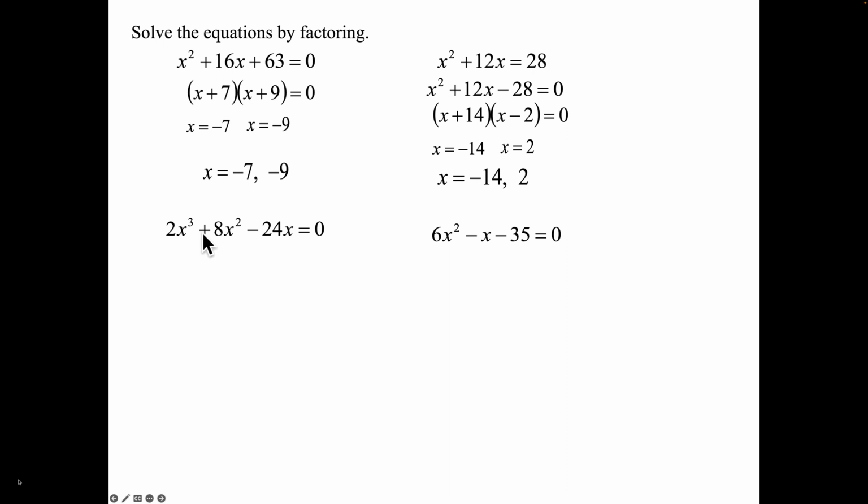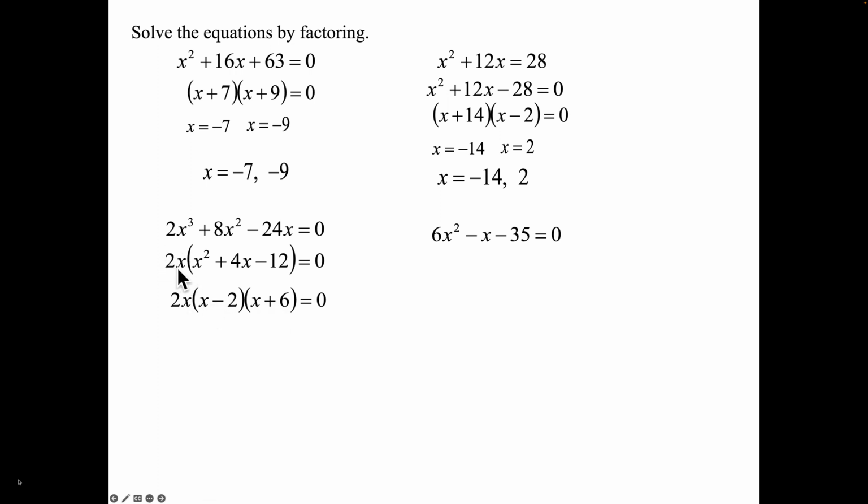Well, we have x's in every term, and every coefficient is even. So let's take out a 2x. And then we have x squared plus 4x minus 12. We'll factor that. We're going to have a minus, so one plus, one minus. What two numbers multiply to be 12 and subtract to be 4? 6 and 2. 6 gets the plus sign, 2 gets the minus sign.